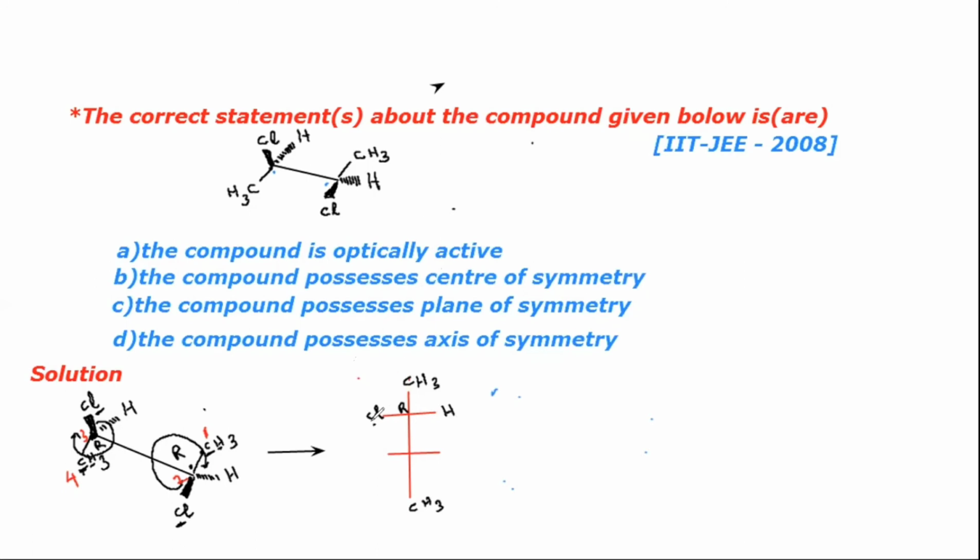Cl is the first priority group. This is the second priority group. Why? Because in this group, the first atoms are carbons only, but in methyl, the second atoms are hydrogens, whereas here Cl will be there, so it gets second priority. So first, second, third priority groups are in anti-clockwise direction.